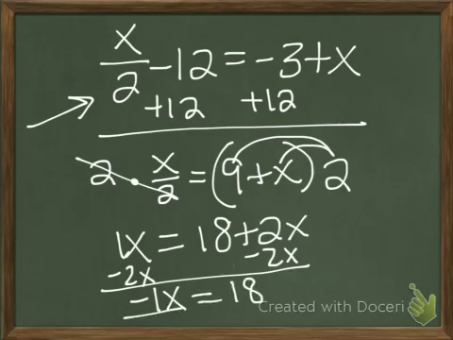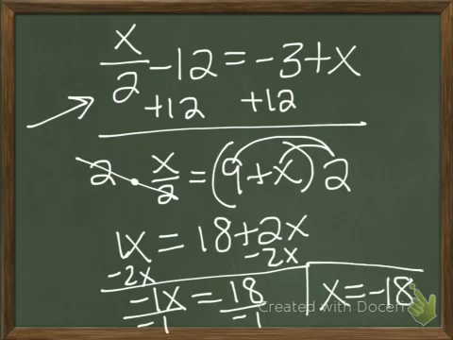Okay, to get x by itself, we have to divide the negative 1 over. So write negative 1 under the x and the 18. And our final answer is x equals, a positive and a negative gives you a negative, and 18 divided by 1 is 18, so x equals negative 18.